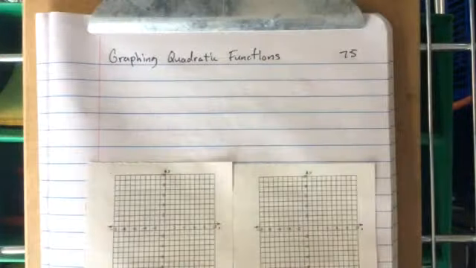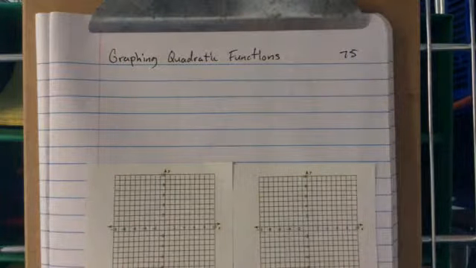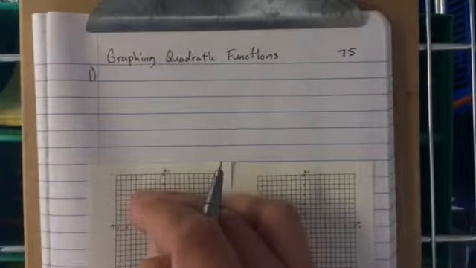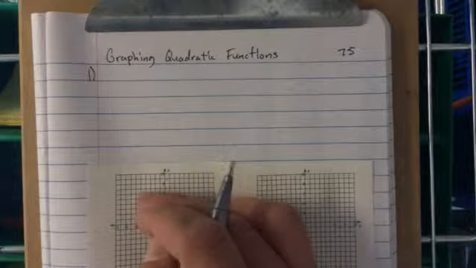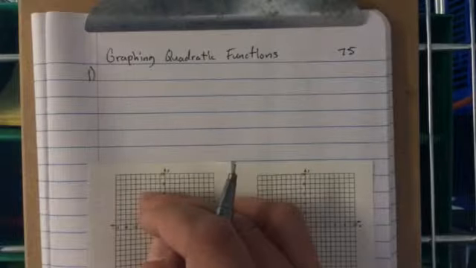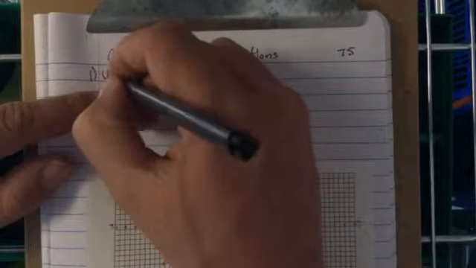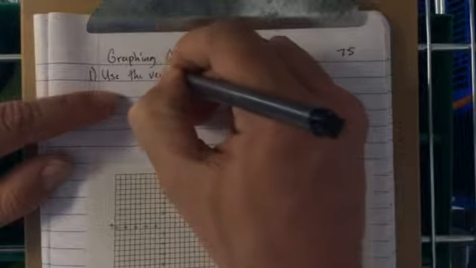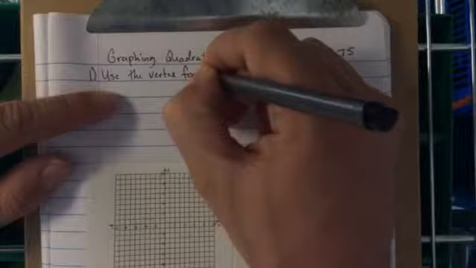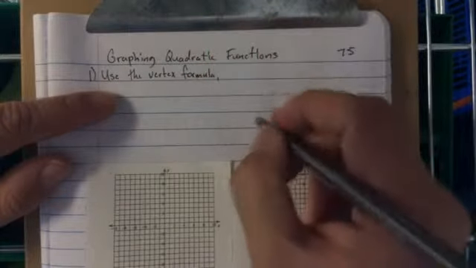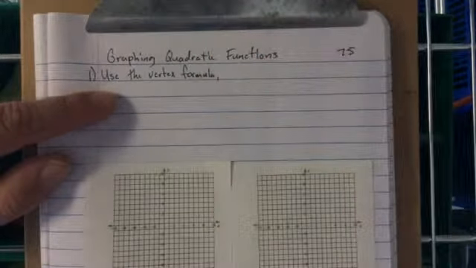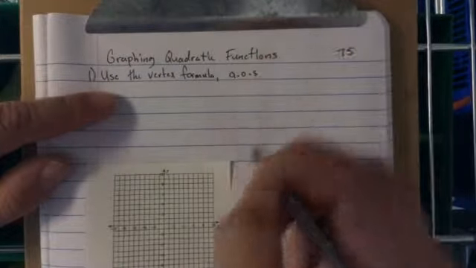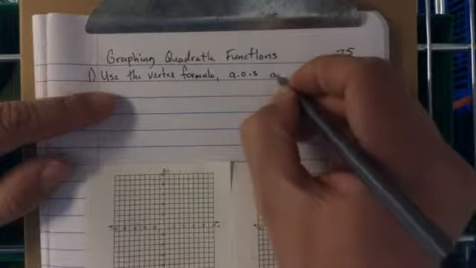We're going to have rules that we'll follow, steps that we can follow so we can graph our quadratic function. Our first step will encase kind of what we talked about last Tuesday. So our first step will be to use the vertex formula to find the axis of symmetry, or the AOS, and vertex.